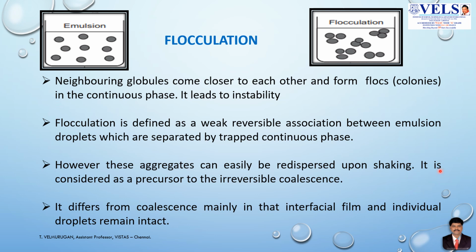So next, it is considered as the precursor of a reversible coalescence. See, this is very useful to us. Okay, if the redispersion happens, the formulated emulsion is a good emulsion. That we can identify easily. Then it differs from coalescence mainly in that the interfacial film and individual droplets remain intact. That's also a very important one.